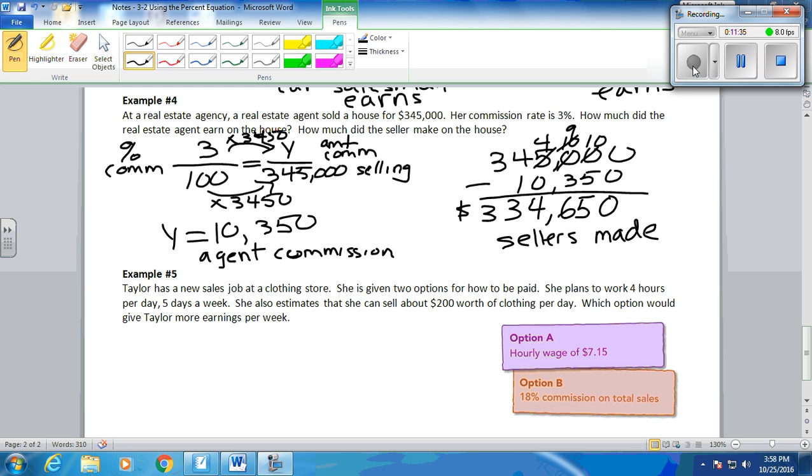Okay, so this time we're still finding a percent commission. The selling price has changed and the percent commission rate has changed. So the percent commission is 3%. The selling price is $345,000. So the agent will get $10,350.